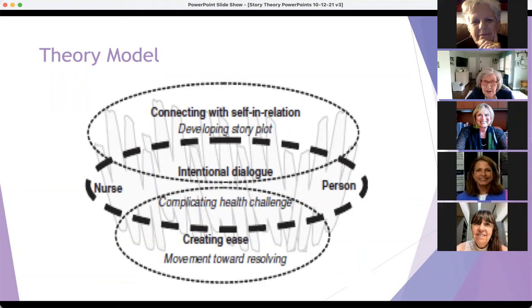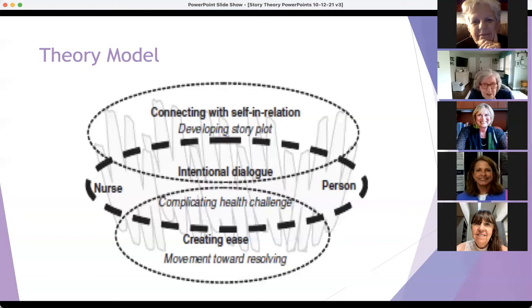developmental, and resolving processes. The complicating process focuses on a health challenge that is pursued through intentional dialogue. The developmental process is composed of the story plot, a thread that connects the storyteller to self in relationship with meaningful others. And the resolving process has the potential to create ease when the storyteller shifts views, thus enabling progression to a new understanding, which is identified as movement toward resolving the health challenge.